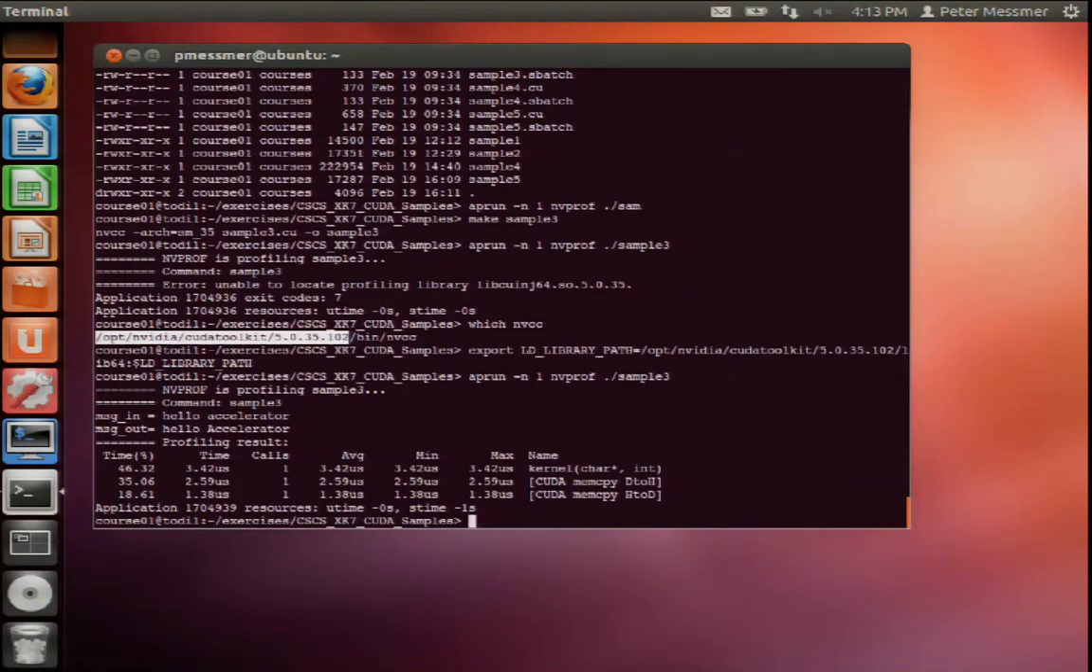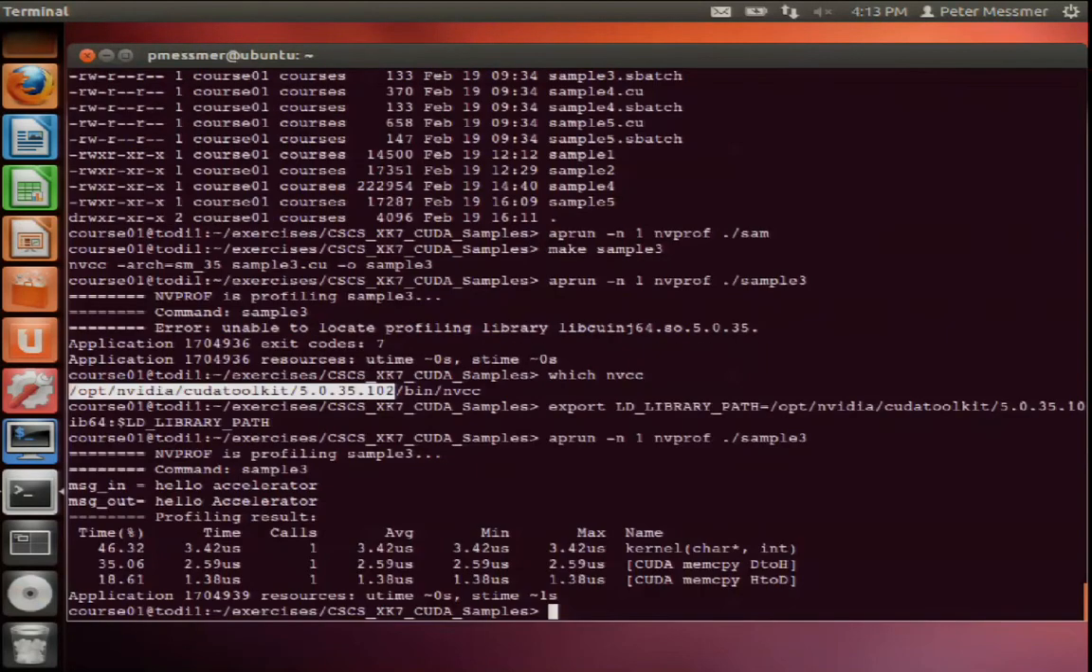So here we just use the basic invocation of NVP Prof, no additional command line arguments. And so after the application has completed, we now see the kernel that was executed and the host to device and device to host transfers.